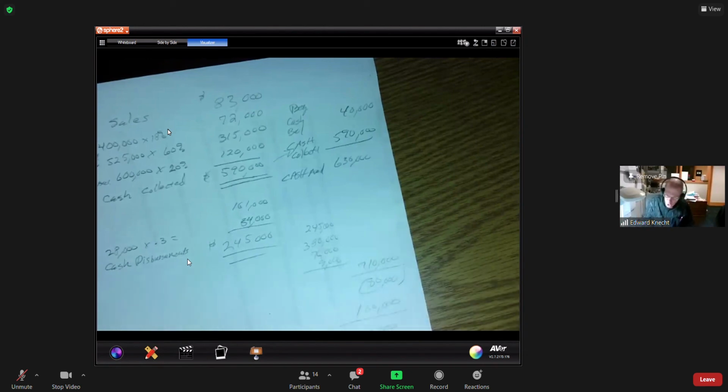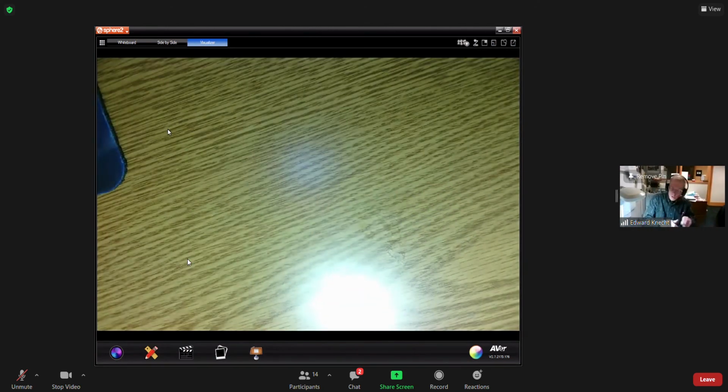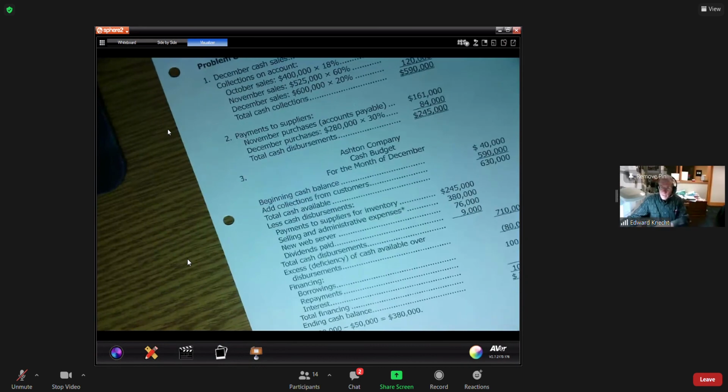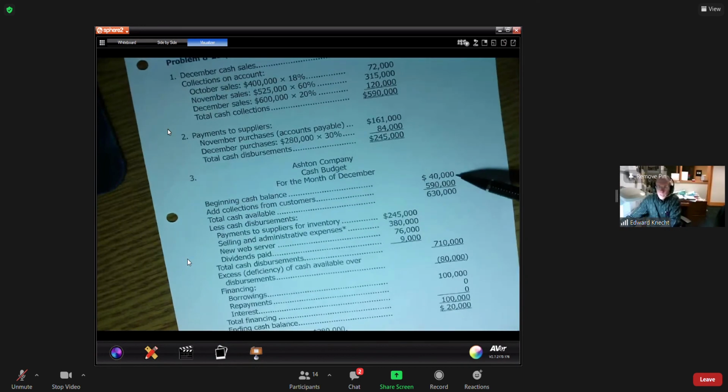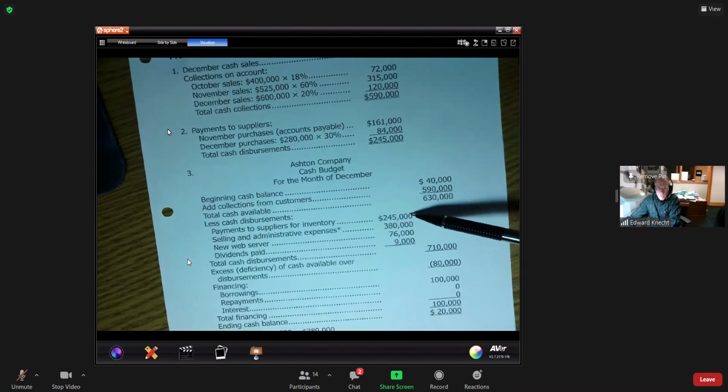That's my chicken scratch. I don't know if you like me doing it that way, but I could show you a nice, pretty picture here of how they had their solution. Here's the cash budget. Here's the beginning cash. Here's the cash collected from customers, total cash available. Here's all the items we're going to pay cash out in disbursements. We got to pay cash for inventory.